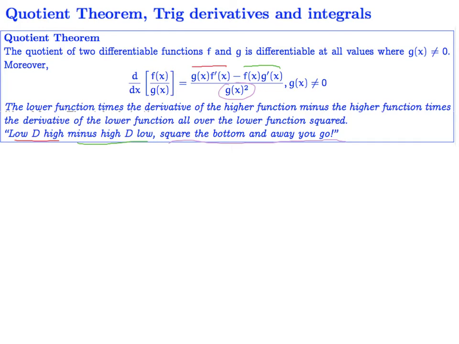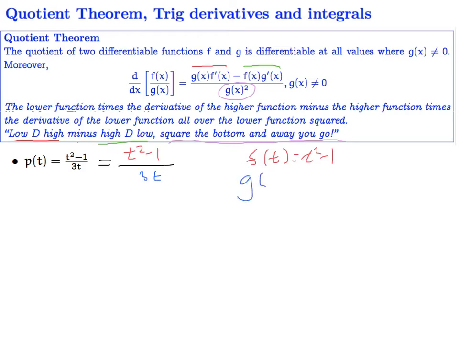Alright, let's try it. So let's try to find the derivative of p of t equals t squared minus 1 over 3t. The first thing that's useful when we begin with these is we want to write these functions in terms of our high function, which is t squared minus 1. So that means f of t will be t squared minus 1 from our theorem, divided by our low function 3t, so g of t is equal to 3t. The reason we want to do this is because now we can compute our derivatives to save ourselves some trouble later. So the derivative of f will be 2t, and the derivative of g is 3.